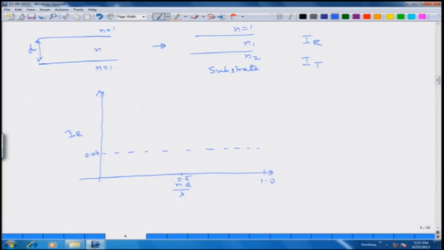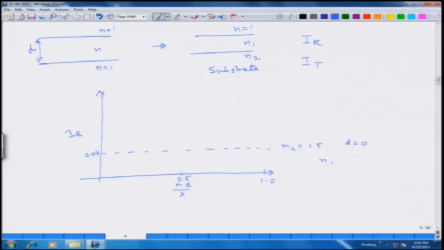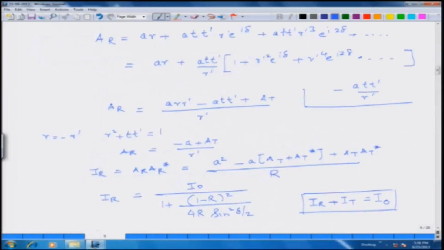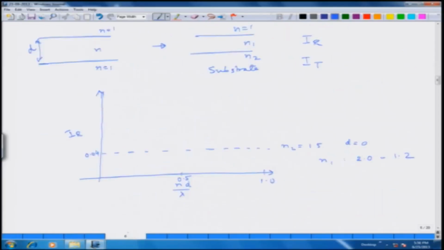0.04, right. This is for N2 equal to 1.5 and d equal to 0. So, there is no film, and I have a 4% reflectance. Now, let me put a film on my glass, and let me change N1, let us say from 2.0 to about 1.2. What will happen to the reflectance? Using these equations that we have developed, with the right r and r prime depending on the problem, if we plot this value, what we get here goes almost all the way up to 2.